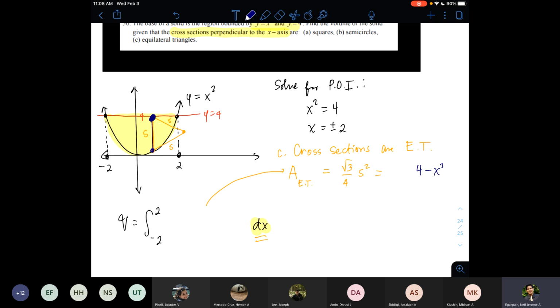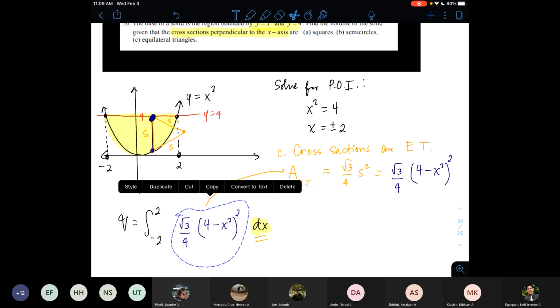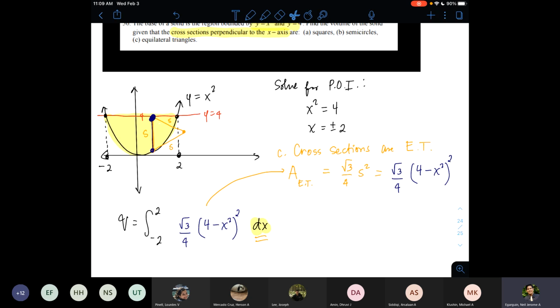Okay, and this is the side length. That's the value of s. Plug it into the area of the equilateral triangle. It should be squared, then there should be a root 3 over 4 over there. And this will serve as our integrand. Okay? Is that clear? I hope that helped.